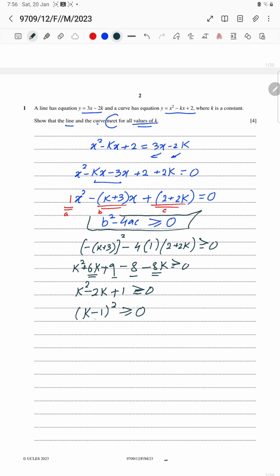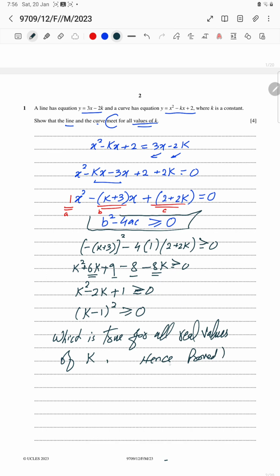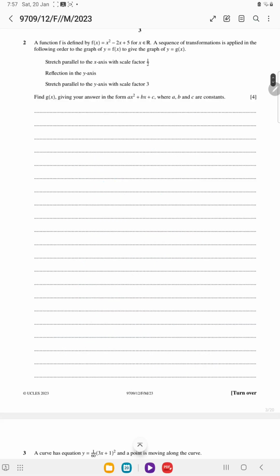So here you can see k minus 1 whole square is greater than or equal to 0. Which is true for all real values of k, hence proved. Because here if you replace any value of k from the number line, you will get this condition true. I hope you got it.